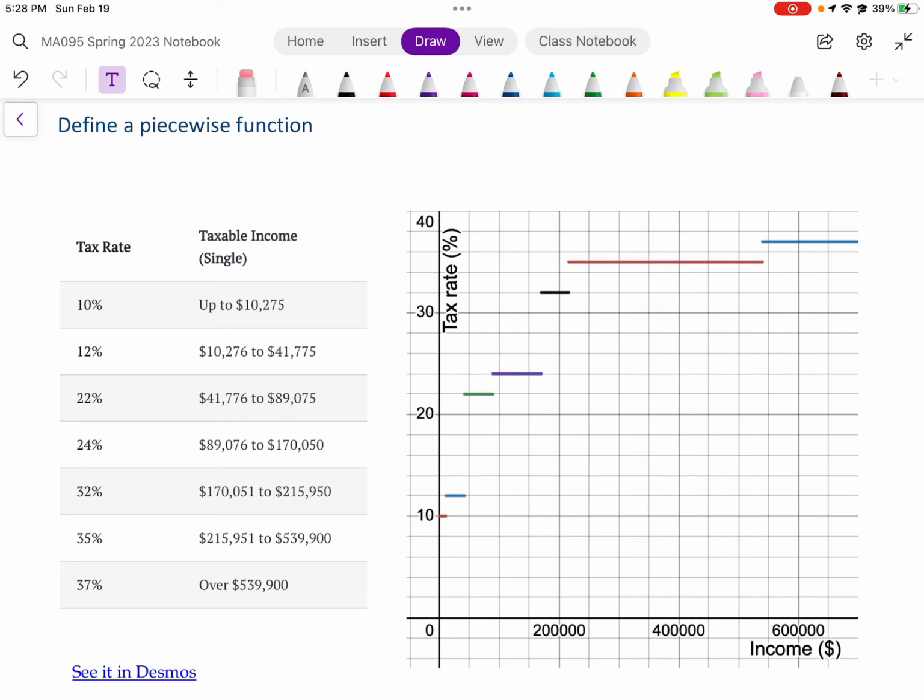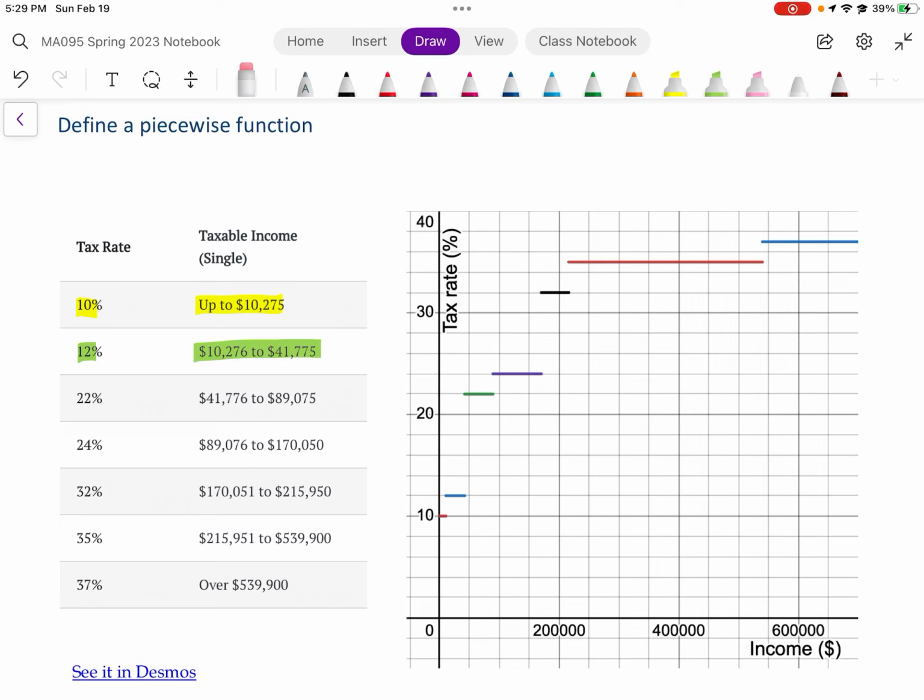This is tax rate. So if your income is up to $10,275 a year, your tax rate is 10%. That's right here. Ooh, that's a tiny little portion, isn't it? Then if you make between 10 and 41 or so, your tax rate is 12%. That's this little bit right here. So we're looking at income down here and tax rate over here. Okay? So that means that each one of these horizontal lines represents one of these tax rates.